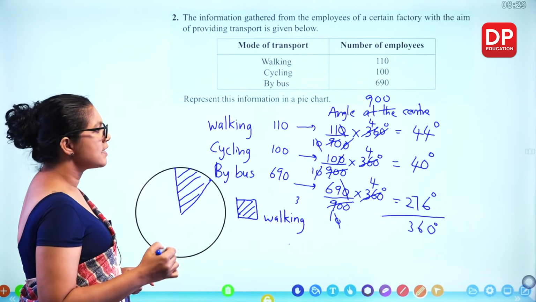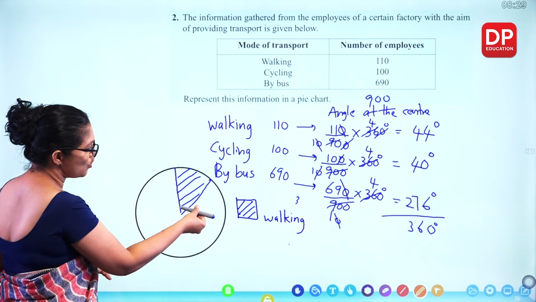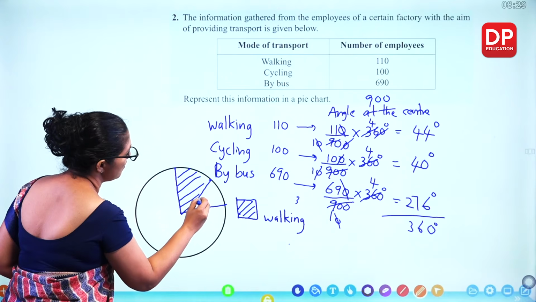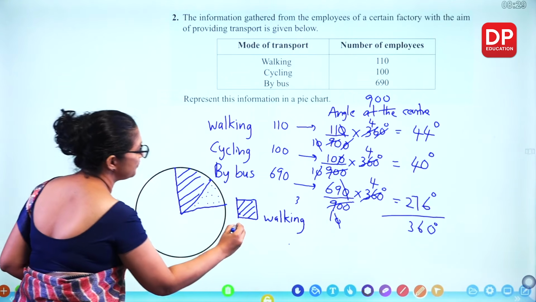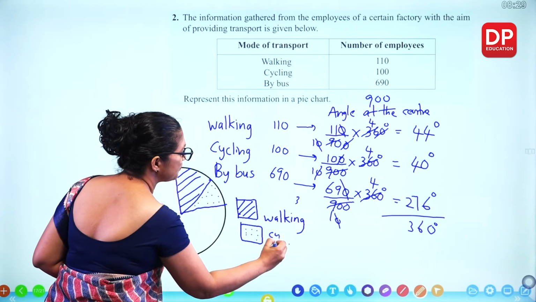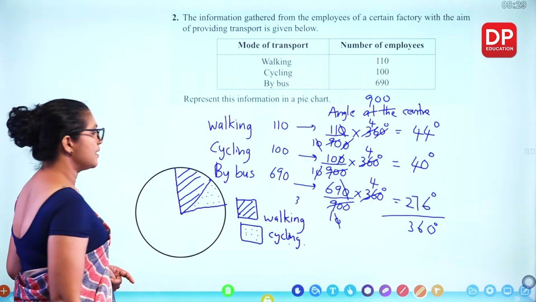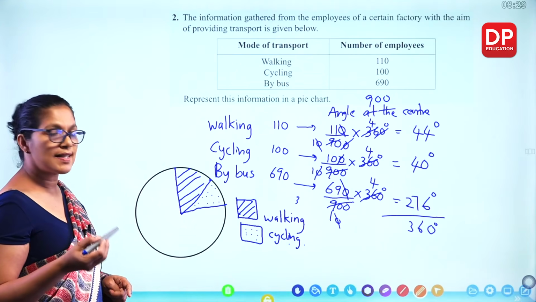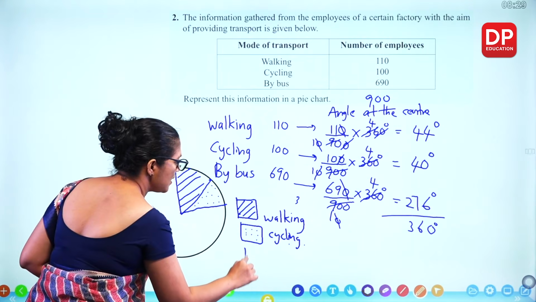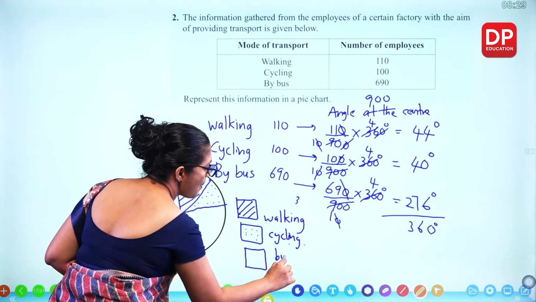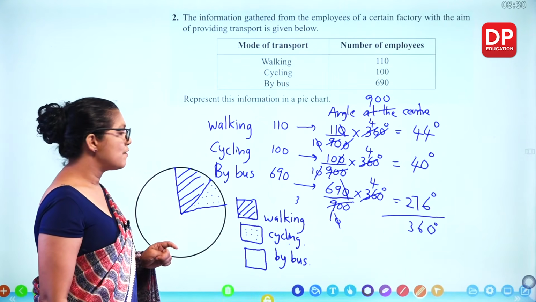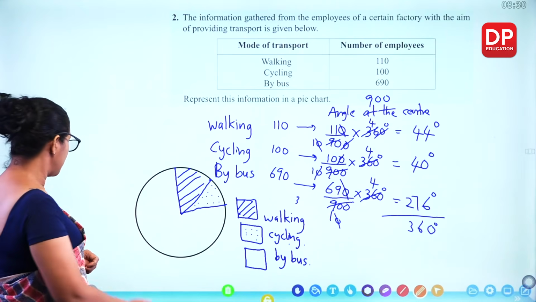The next one, 40 degrees. From this line, you need to mark 40 degrees. So slightly lower than that. So I can put dots for that. That's cycling. Then the last part, 276. That's a reflex angle. So that's by bus. So you can keep that one blank and write by bus. So that's how you can show this information in a pie chart.